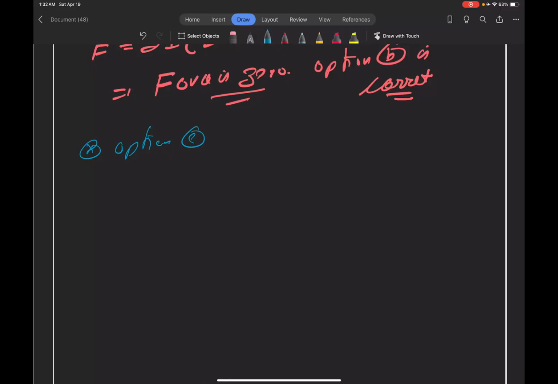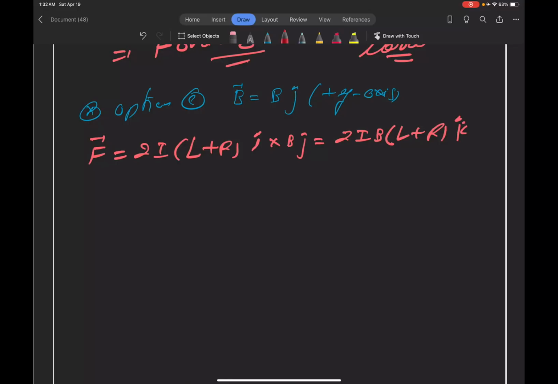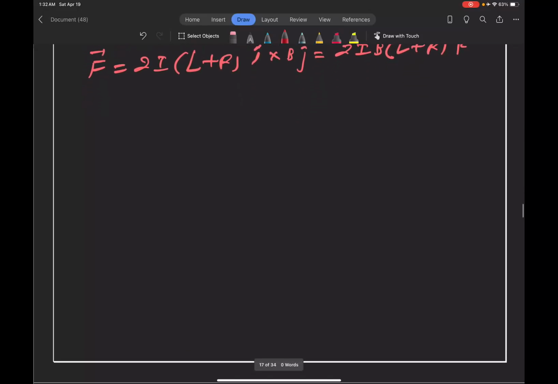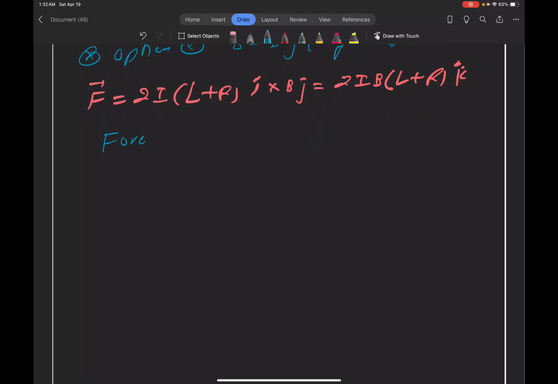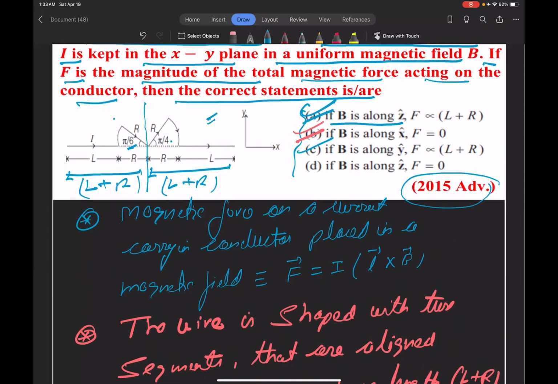Option C: the magnetic field is given as J vector, that is the plus y axis. We write our force F is equal to 2I(L plus R), I B cross J, and this gives us 2I B (L plus R) along the K unit vector. The force is non-zero, and we can also say the force is directly proportional to L plus R. So option C is also correct.